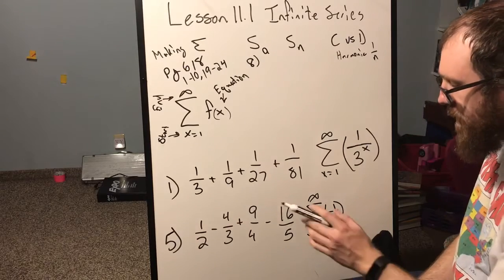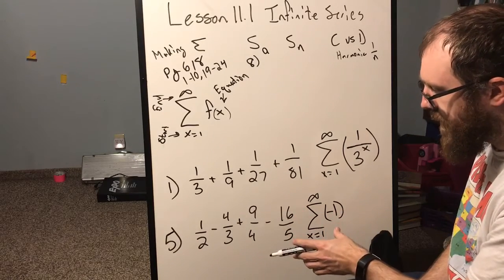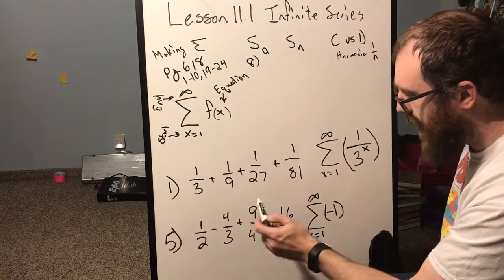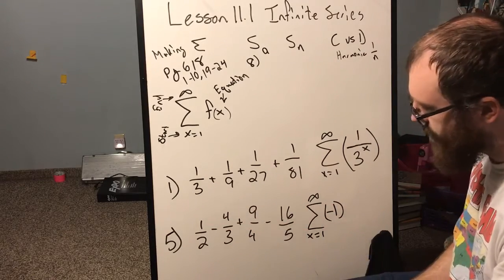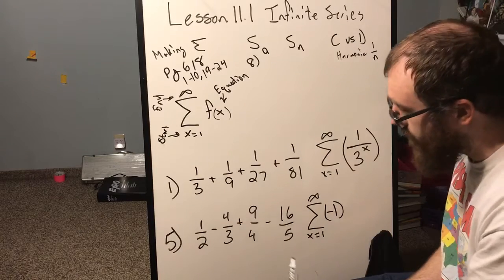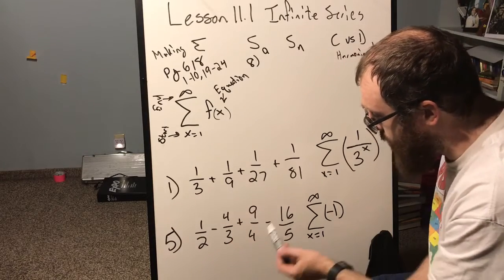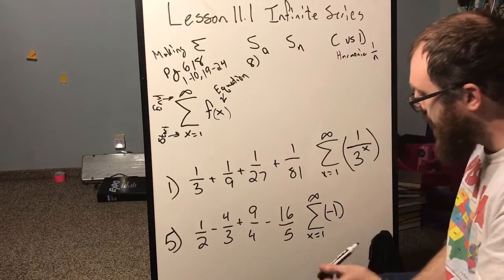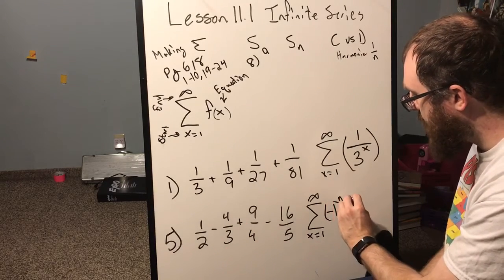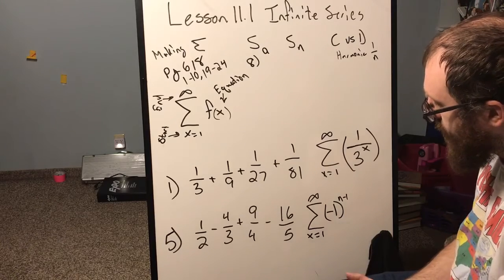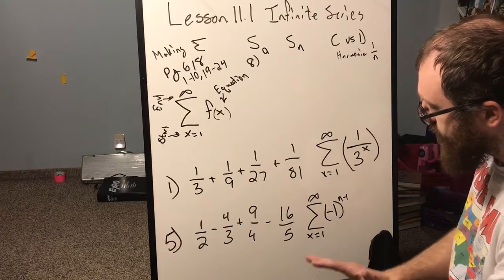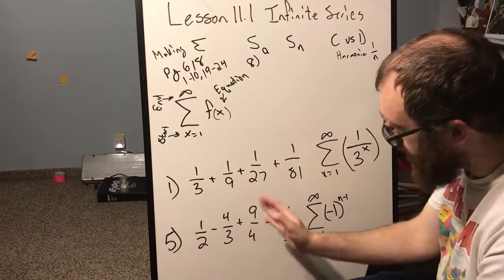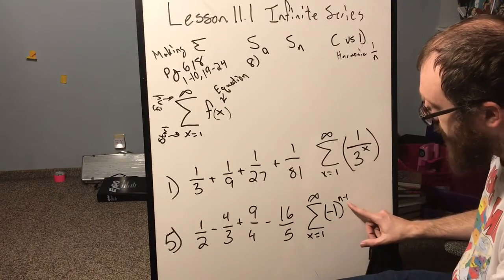And the key here is, are they the odd ones? Is it 1 and 3 and 5 that are negative? In this case it's not. Or is it the even ones that are negative? If the even powered values are negative, I'm going to put n minus 1 up top so that it shifts my power. If the odd values are negative, I'm just going to use n.